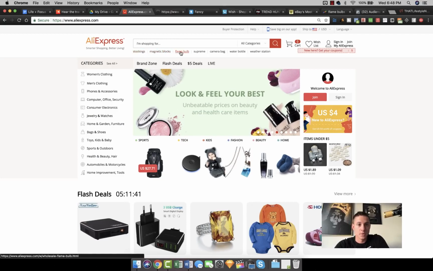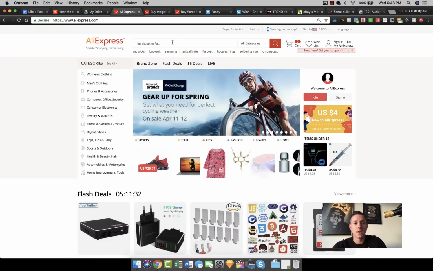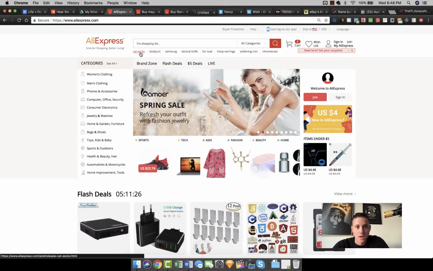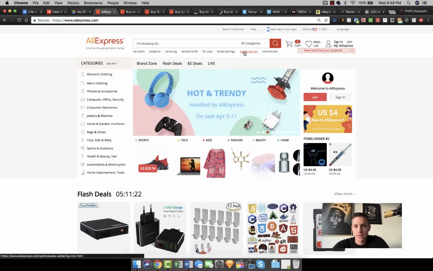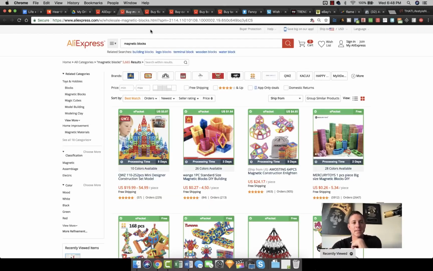So I like to look at most of them. Magnetic blocks, flame bulb, water bottle I'm probably not going to look at. But the cool thing is if you reload the site, and I just press Command R there, I'm on a Mac. It's the same thing with a PC. I think it's Control R to refresh the page. You can look at cat socks, body suits, tactical knife, hoop earrings, soldering iron, Chromecast, right? And so there's a ton of different things that you can actually find using this method, and you can take a look at these actual search results.